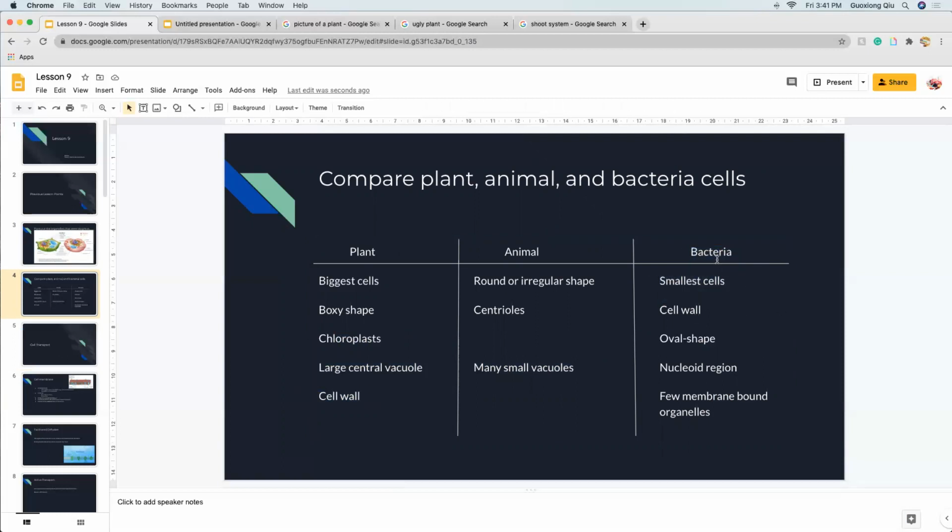They are unicellular, typically, which means they are made of only one cell, whereas animal and plant cells are a combination of multiple cells. Bacteria also have a cell wall, which most of them do. They are typically oval shaped.